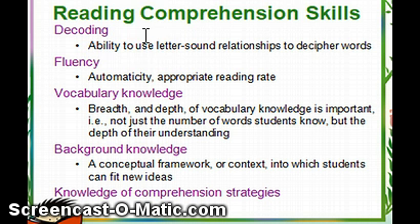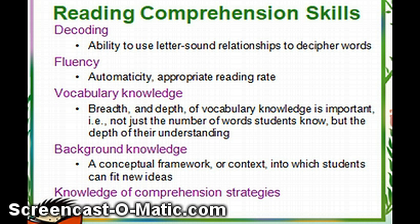About reading comprehension skills, the first thing is decoding. Decoding is the ability to use letter-sound relationships to decipher words. What do we do in decoding? We try to know what the words mean, what different relationships they have with other sounds and with other words, and we try to decode the words from that language into an understandable meaning.